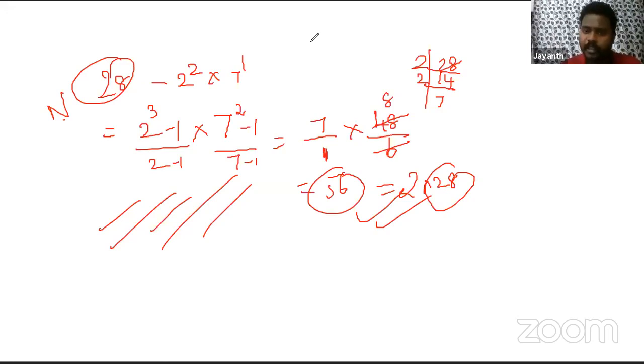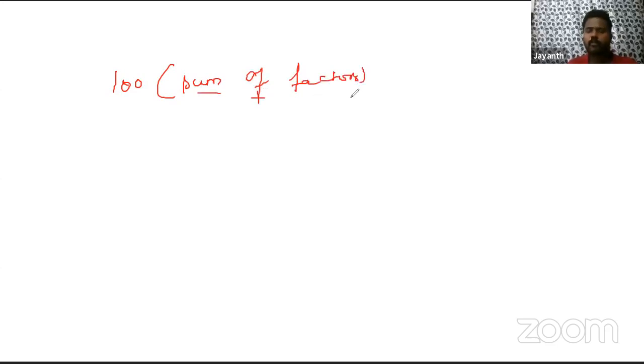Perfect numbers, you need not bother. I just explained how to find whether it's a perfect number. Nowadays they're not asking, so no problem. Now I'll give you some examples for finding the sum of factors. Just give it a try. All of you do this one. I'll give you an easy problem: find the sum of factors of 100.